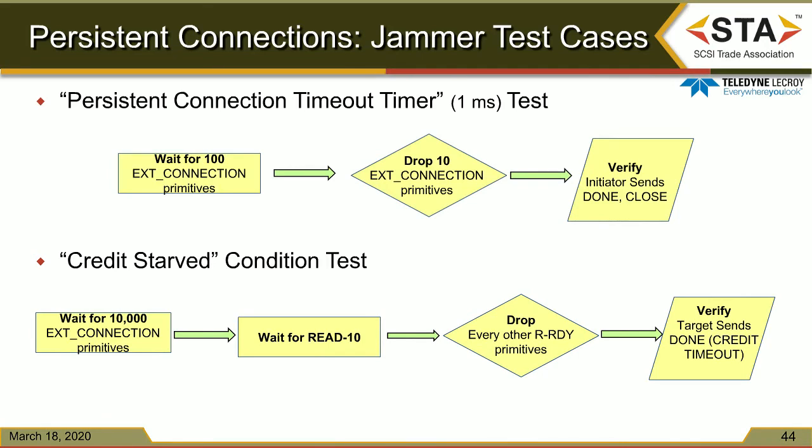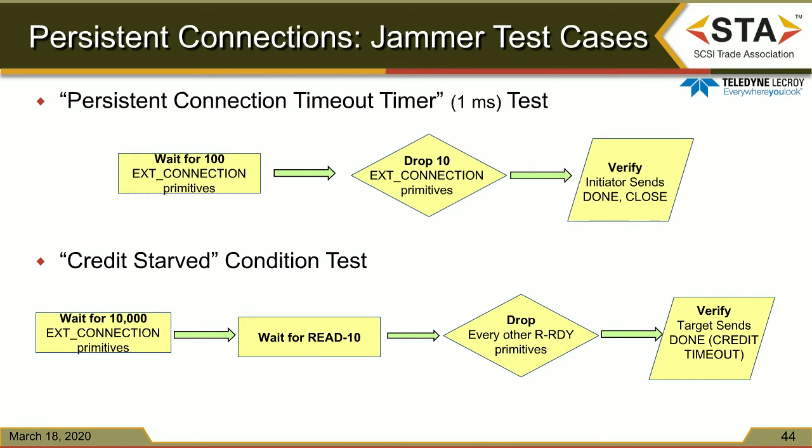Okay, so assuming you have devices that support this persistent connection, you'd want to test both of these timers, right? You could start by waiting for 100 extend connection primitives, to make sure the link is in this mode, and then you could basically remove the next 10 in one direction to force the 1 millisecond timeout. You would want to see DONE close within 1 millisecond of that last extend primitive, so that's something you could verify in a trace.